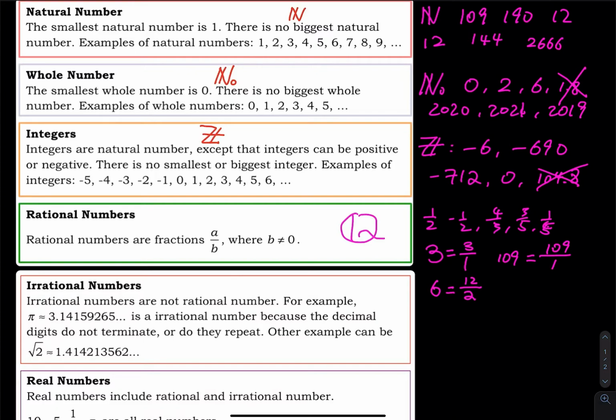So that means rational numbers contain integers. Integers contain whole numbers. Whole numbers contain natural numbers. All right.